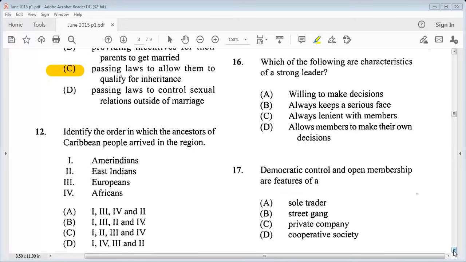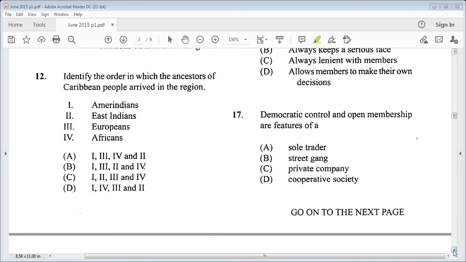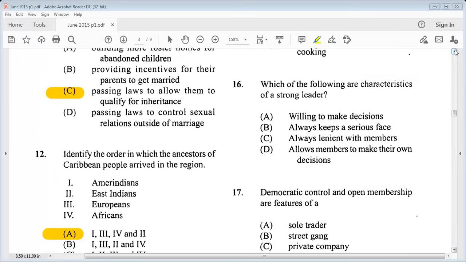12 says, identify the order in which the ancestors of Caribbean people arrived in the region. We have 1 Amerindians, 2 East Indians, 3 Europeans, 4 Africans. So the order is, first, we have the Amerindians, then we have the Europeans, then the Africans, and then the East Indians. So our answer is A. Let's go on to 13.